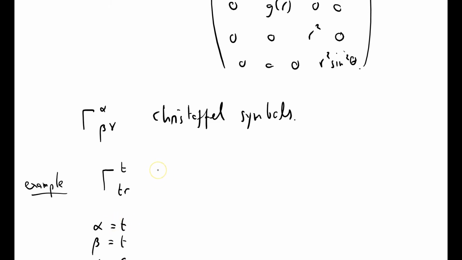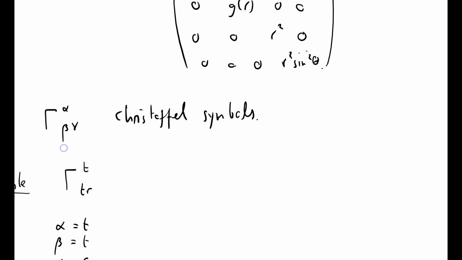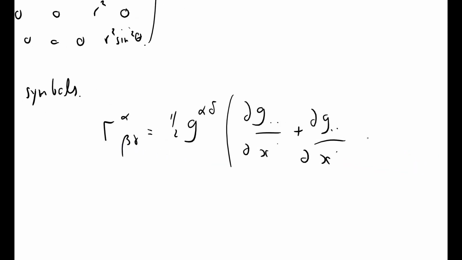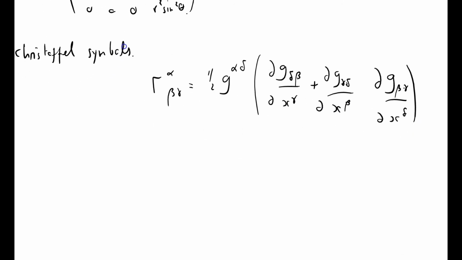Now, alpha equals t. Let me just write out the definition of the Christoffel symbol here. Gamma alpha beta gamma equals a half g alpha delta, and we're going to contract over delta, times the partial of g delta beta with respect to x gamma, plus the partial of g delta gamma with respect to x beta, minus the partial of g beta gamma with respect to x delta. The delta sums over the first place, the second place, the bottom place. We've got beta and gamma to assign, and it's summed over delta, of course.